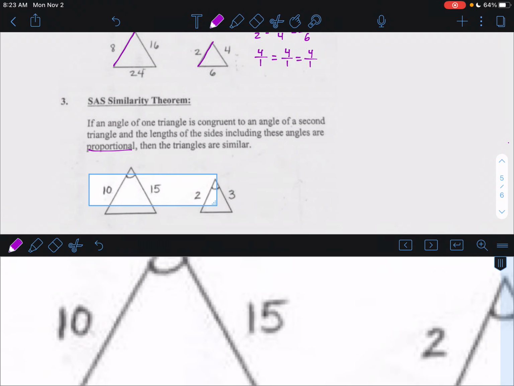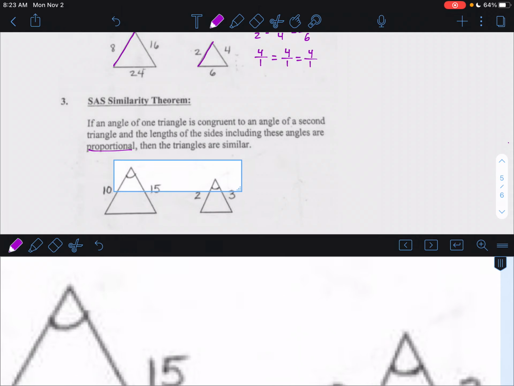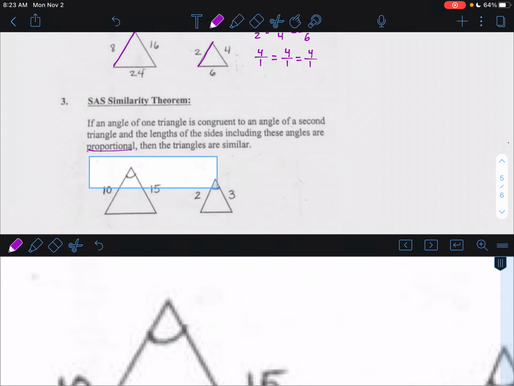So I need the side lengths to be proportional, and I need this angle between the two sides. It has to be the angle between the two sides. It can't just be a random angle in that triangle. It has to be the angle between the two sides.